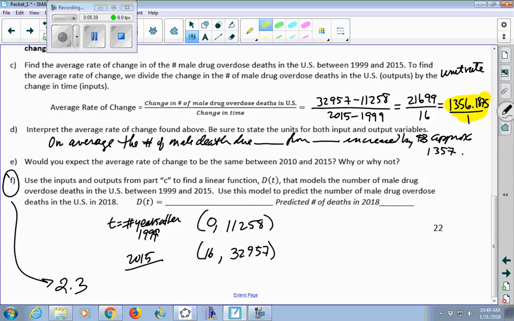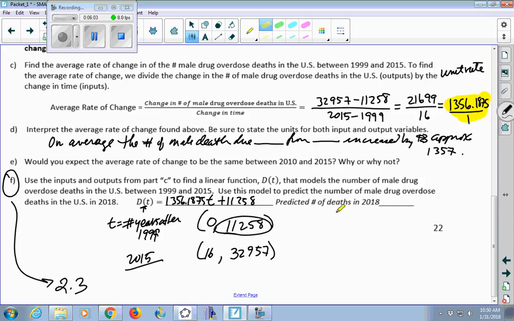Okay, so whenever you get an equation for a line, you have to find its slope. You've already done that right here. So the slope is, let's call it 1356.1875 times t, not x. T is your input variable, plus your intercept. It's right there. There's your y-intercept, 11,258. So check your work and make sure you have that.